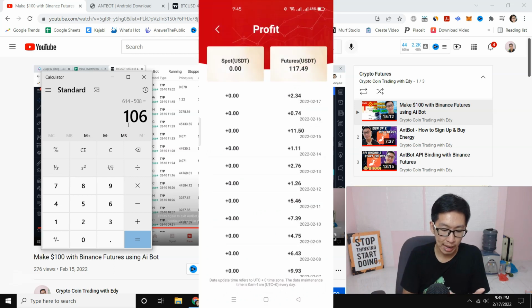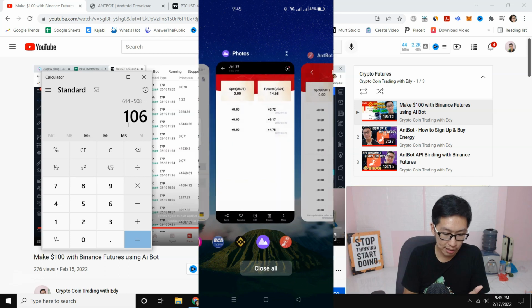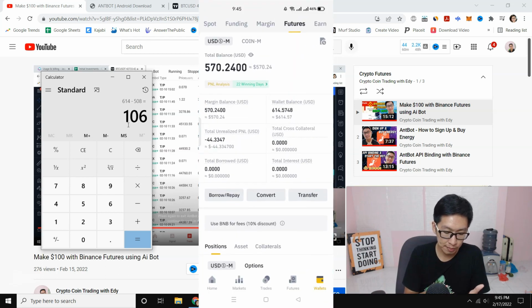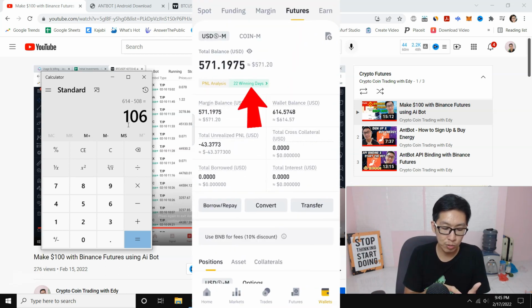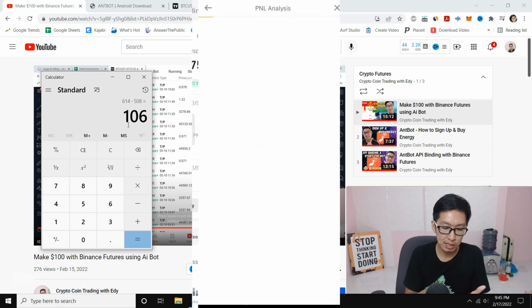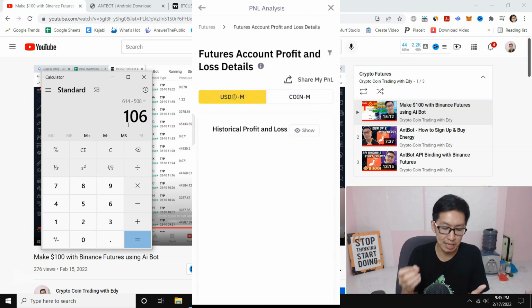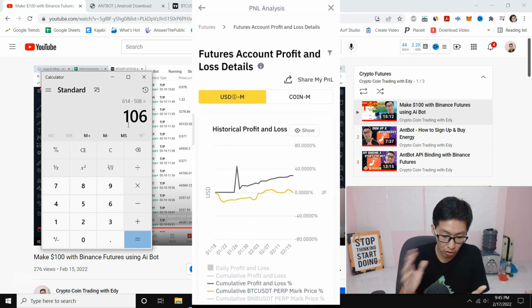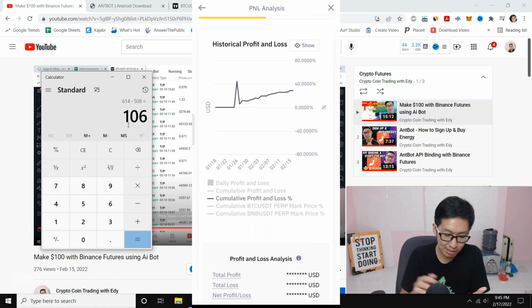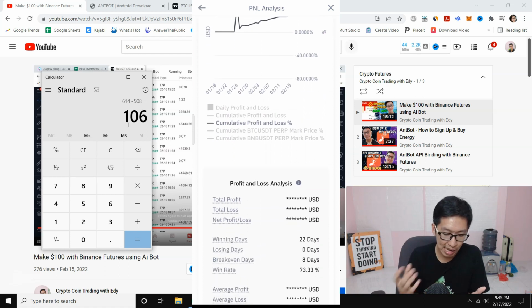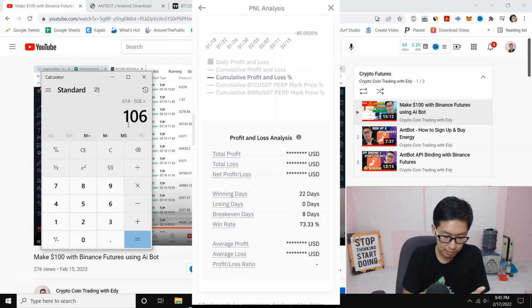Okay, guys, this is very correlated with the Binance application. Click on your 22 winning days, how many winning days. You can click on it and see the data itself. The bot just helps us trade on Binance. We are trading on Binance, guys, not on the bot. Everything is on Binance here. The bot just helps us execute the trade.